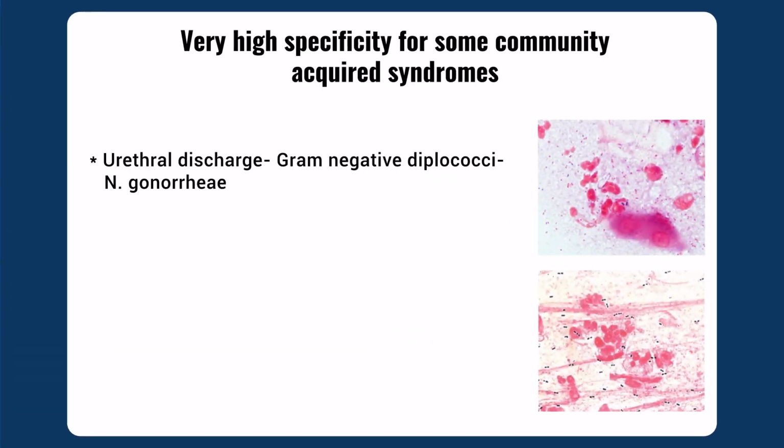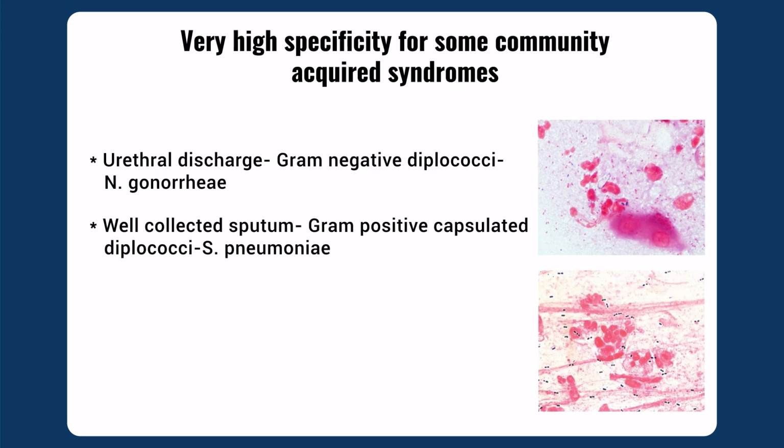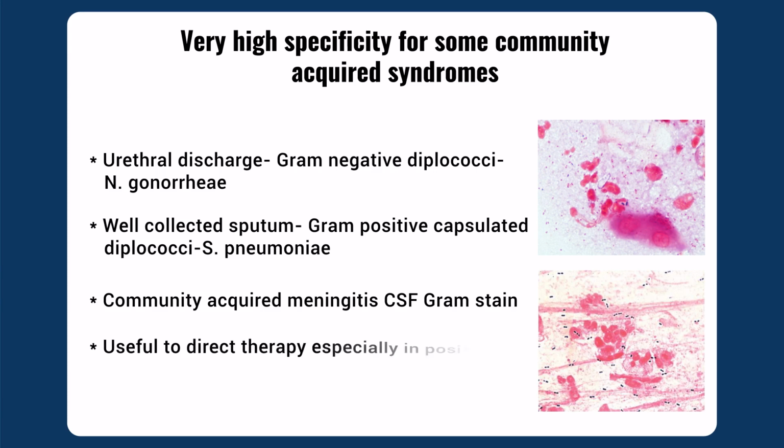A very high specificity for some community-acquired syndrome. How does this gram stain help us out? The gram stain helps us to differentiate between the bacteria and choose the right antibiotic right at the level of diagnosis. For example, if a urethral discharge gram stain shows the presence of gram-negative cocci, it could be due to Neisseria gonorrhoeae. A well-collected sputum sample, if it shows gram-positive cocci which are capsulated, it could be Streptococcus pneumoniae. Community-acquired meningitis can easily be picked up in the CSF gram stain. If it is a gram-positive bacilli, it could be Listeria. Useful to direct therapy, especially in gram-positive culture specimen.